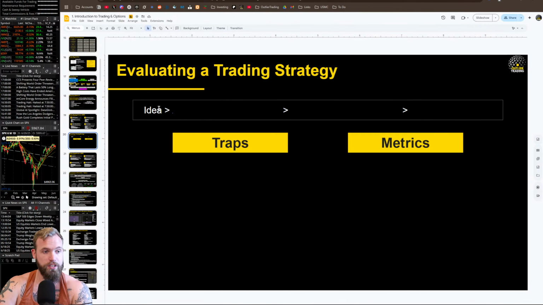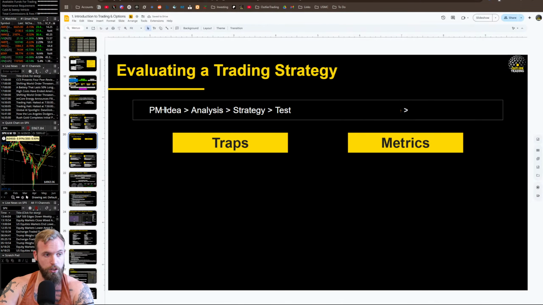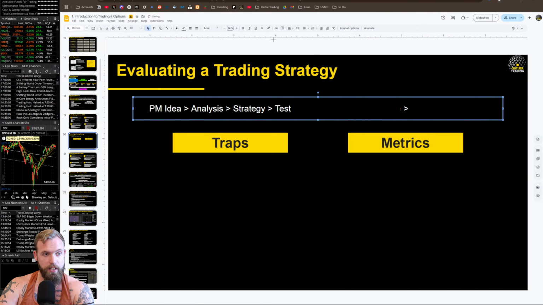So you have to start with a defined idea. We take the idea, we analyze it. The idea in this context is a profit mechanism. So we should be able to take a look at whatever the profit mechanism is that we're trying to trade, and we should be able to analyze it. This process here mirrors what you see in the outlier strategy process. These are the 4 steps of the outlier strategy process in a slightly different context.